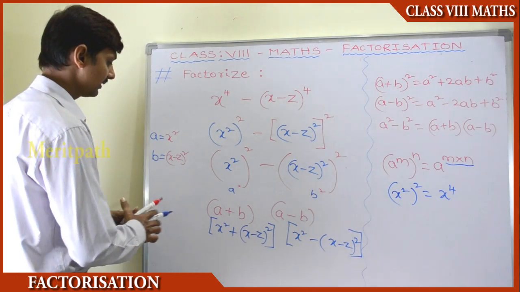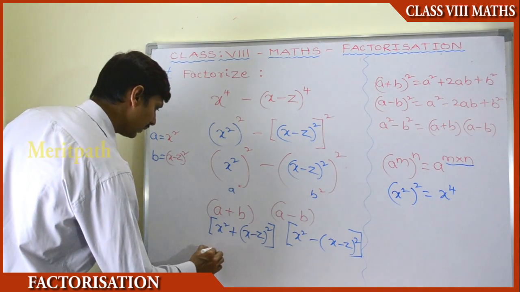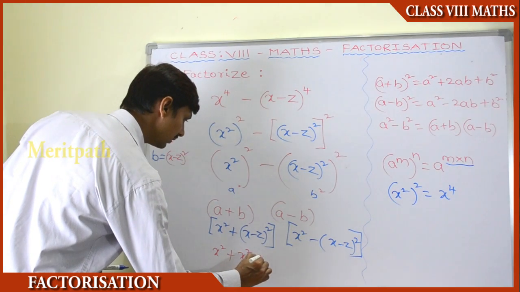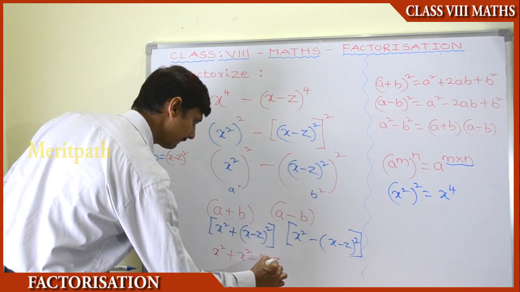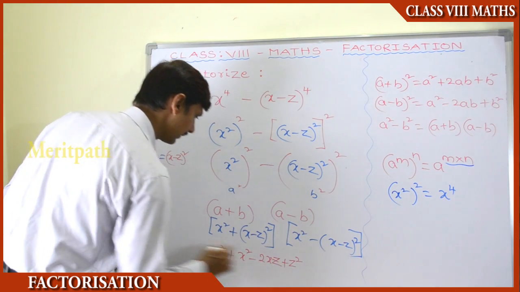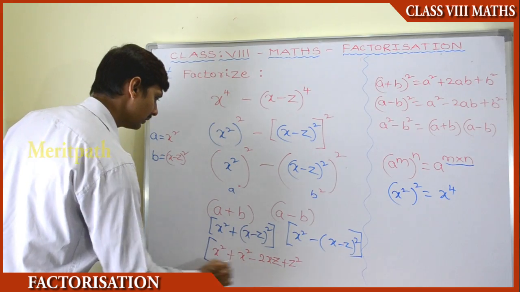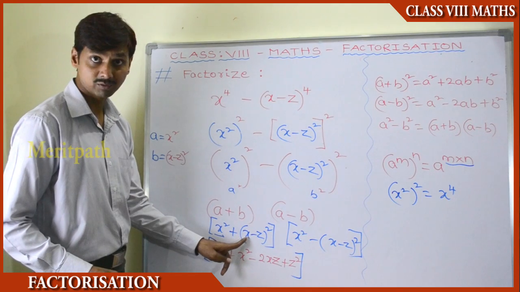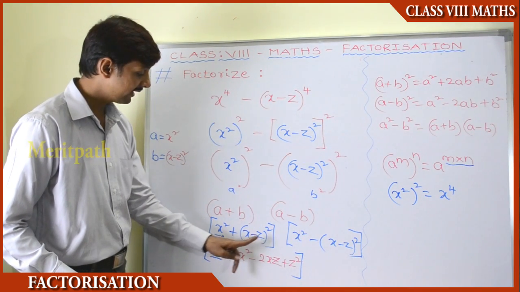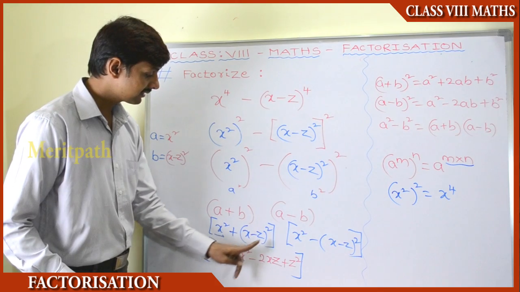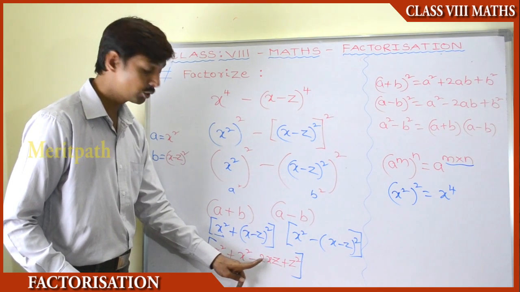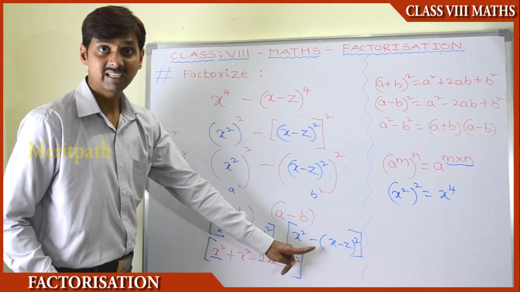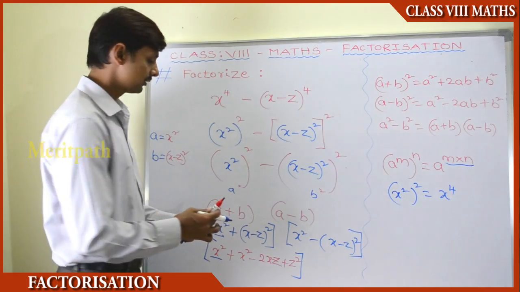So let's simplify this part. For a minus b whole square, that is a square minus 2ab plus b square. We use the identity: x square is the same term we have written, and when we use the formula for the identity of a minus b whole square, x minus z whole square becomes x square minus 2xz plus z square. So let's use the same identity and simplify this part.